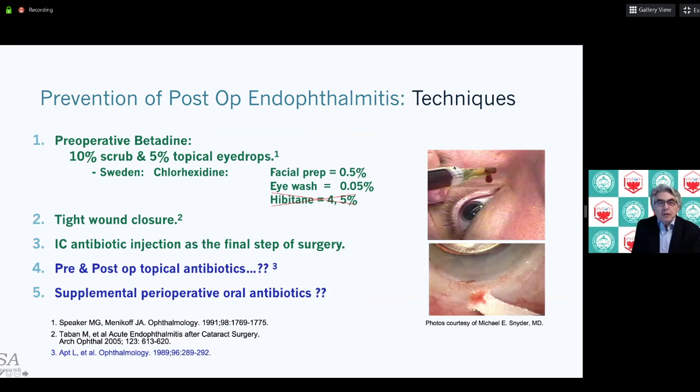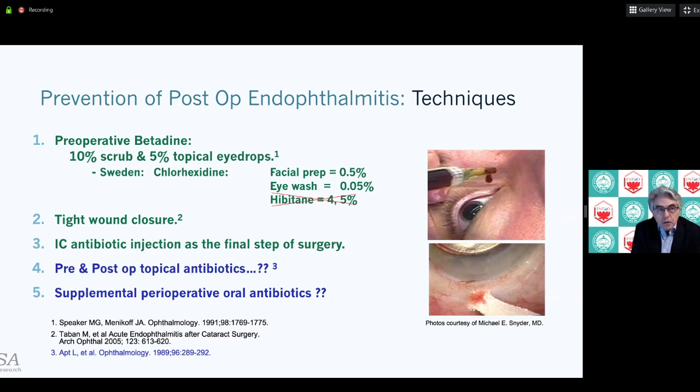There are a number of things that we've shown to be effective in preventing endophthalmitis. The first is the 10% betadine scrub and 5% topical eye drops that we all use, except in Sweden where they use chlorhexidine. If you use chlorhexidine, you have to be careful to use the concentrations that they use, 0.5% for the facial prep and 0.05% for the eye wash. If you use the hibitane that they use for stomach surgery and other general surgeries, you have a high risk of getting corneal necrosis, so don't use hibitane.